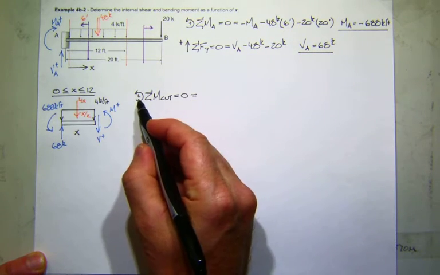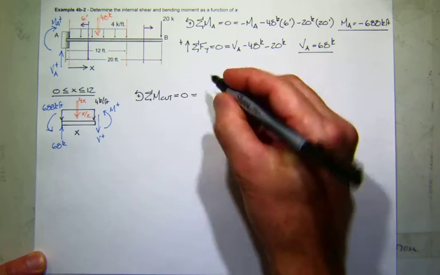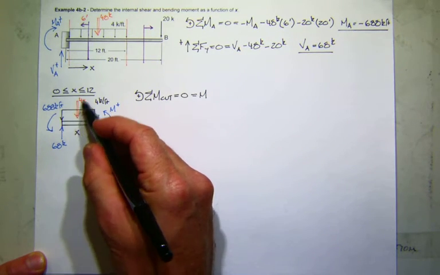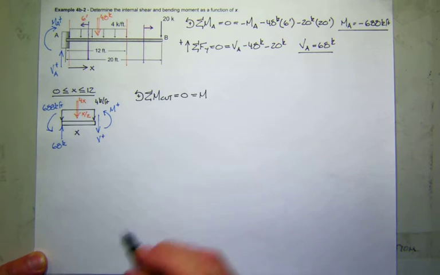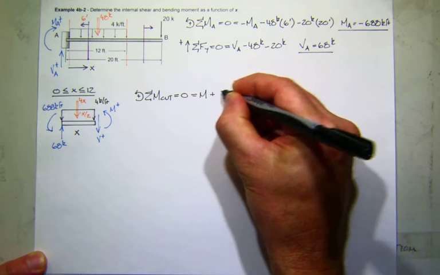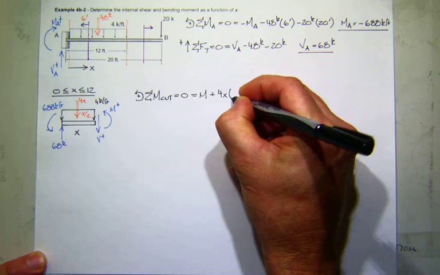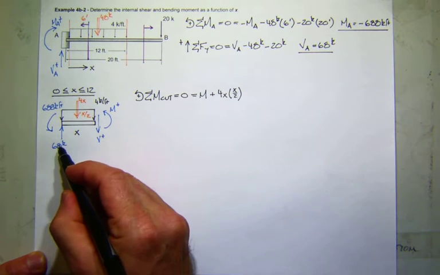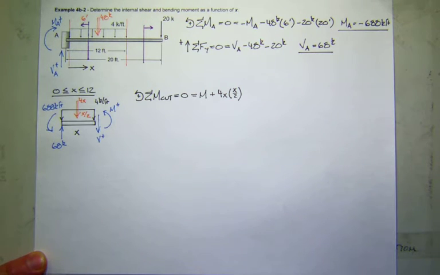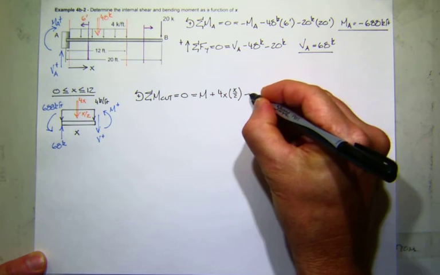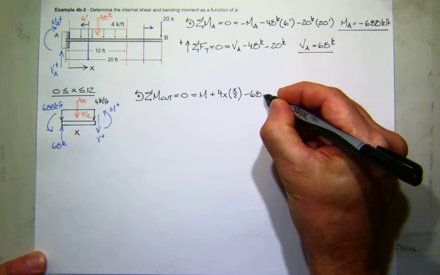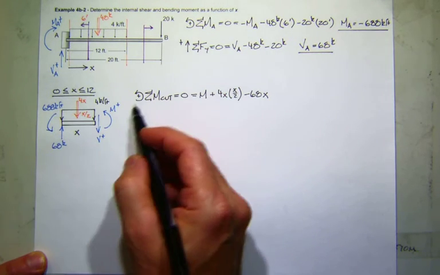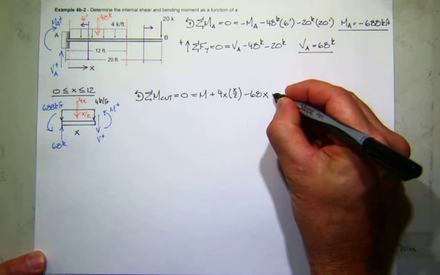So right-hand rule, this is a positive moment. The moment about the cut created by the force 4x, positive or negative? Positive. So there's the force, 4x. What's the distance? X over 2. Then I've got the 68 kip force, positive or negative moment about the cut? Negative. And what's the distance? X. And then I've got this moment, 688, with my sign convention, that is positive.